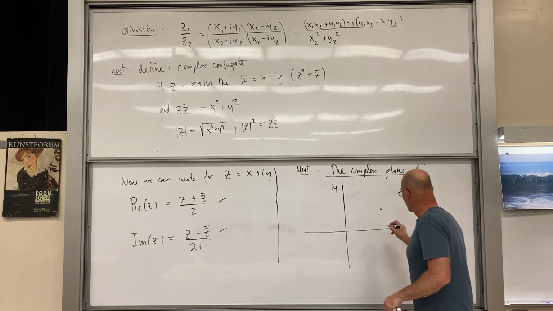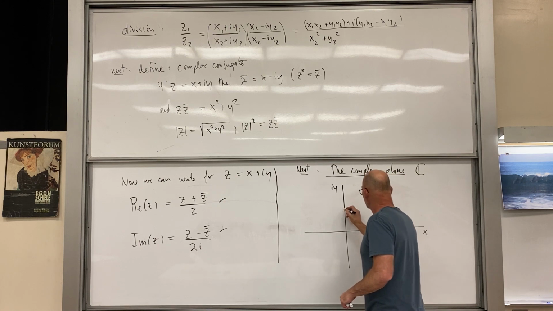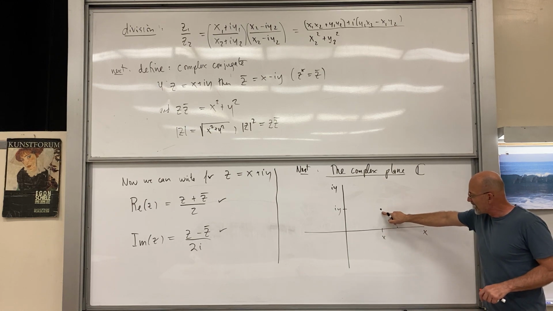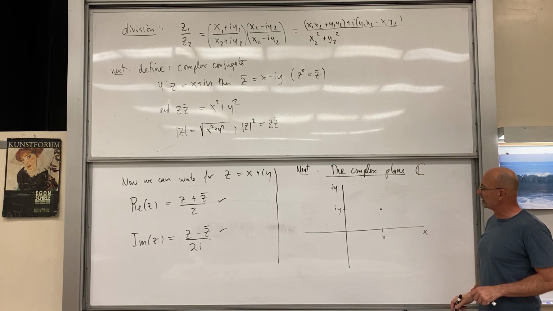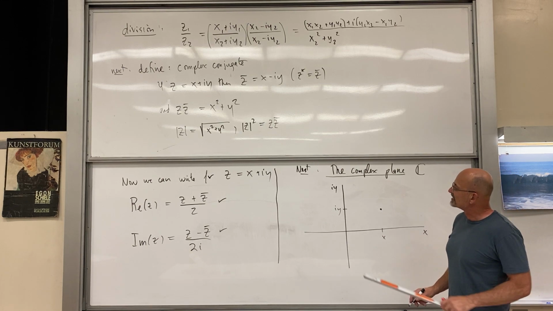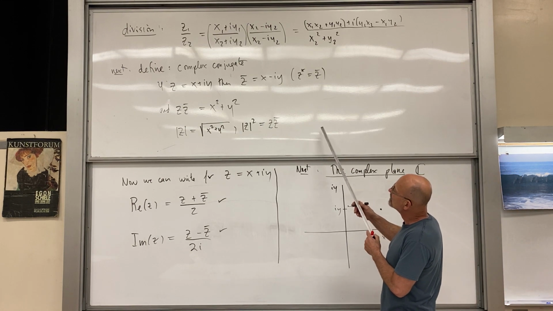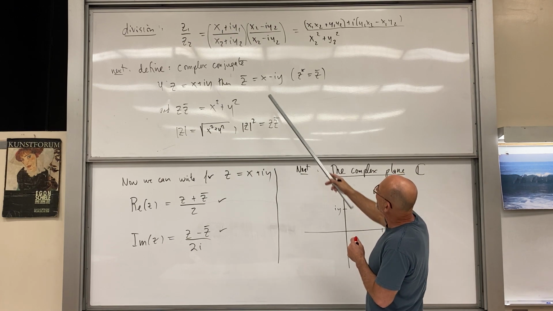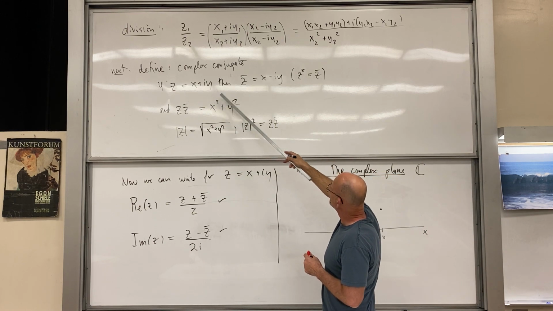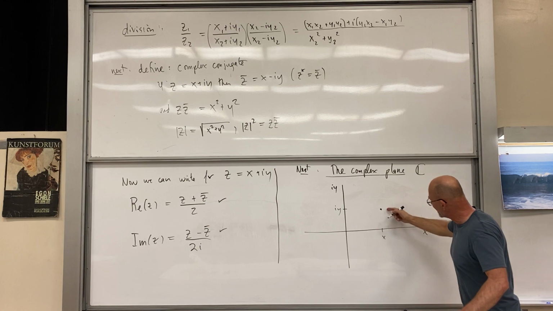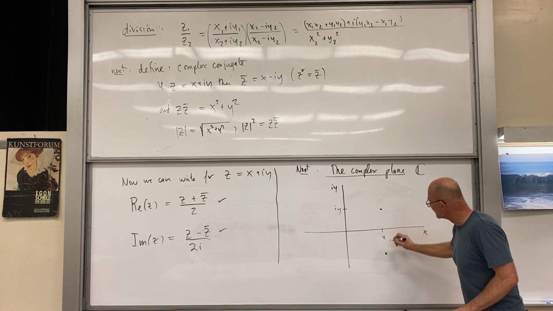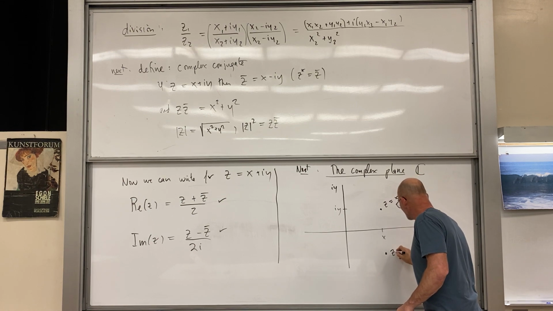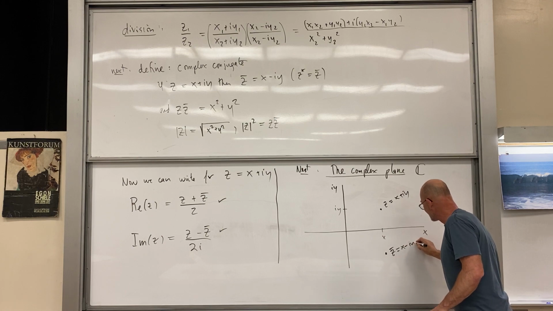So here we have an example. We have x, we have y, or i times y if you want, is that point right there, and that represents the complex number. The complex number x plus iy, the complex conjugate x minus iy is just mirrored across the x axis. So if this is z equals x plus iy, then this here is z complex conjugate equals x minus iy.